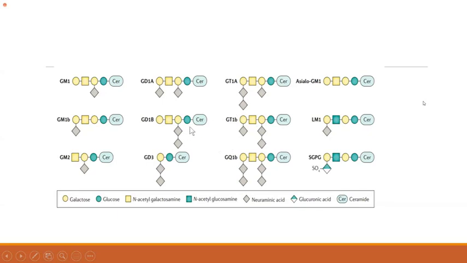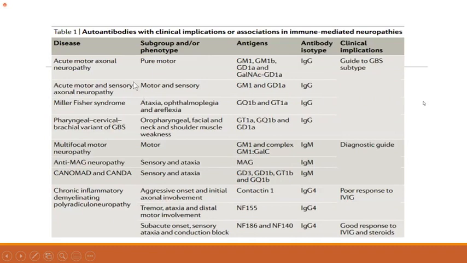As I have told, gangliosides are present in the node and paranodal axolemma, and antibodies against them are found in many immune-mediated neuropathies. The prominent of which is acute motor axonal neuropathy, the AMAN variant of GBS, where we can find antibodies against GM1, GM1b, and GD1a. In Miller-Fisher syndrome, antibodies against GQ1b are found. They are of IgG subtype. In anti-MAG neuropathy, the antibodies against MAG are of IgM subtype, and in CIDP, antibodies against contactin and neurofascin are found. The antibodies against neurofascin and contactin are associated with a severe syndrome and poor response to IVIG.